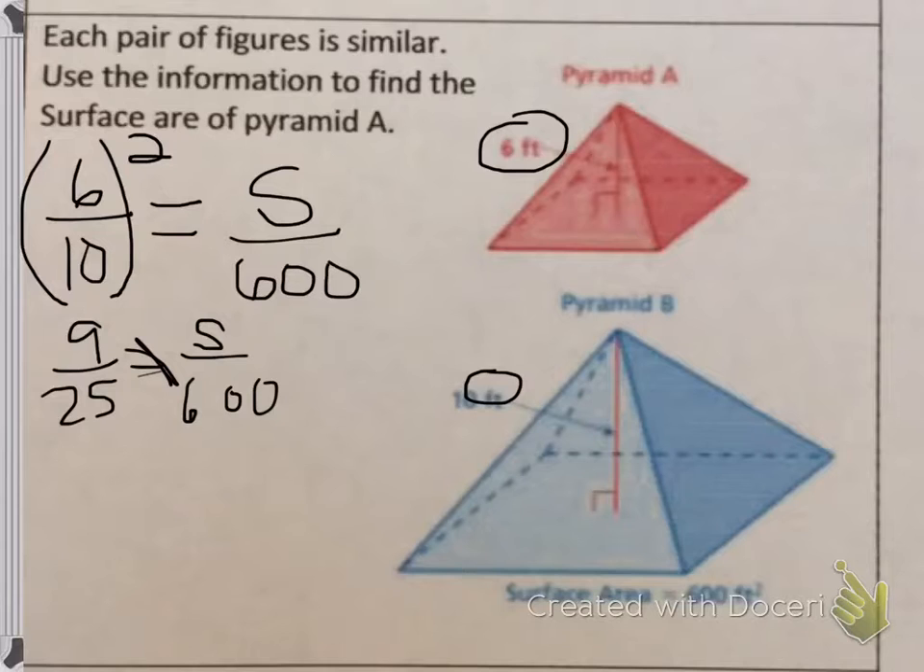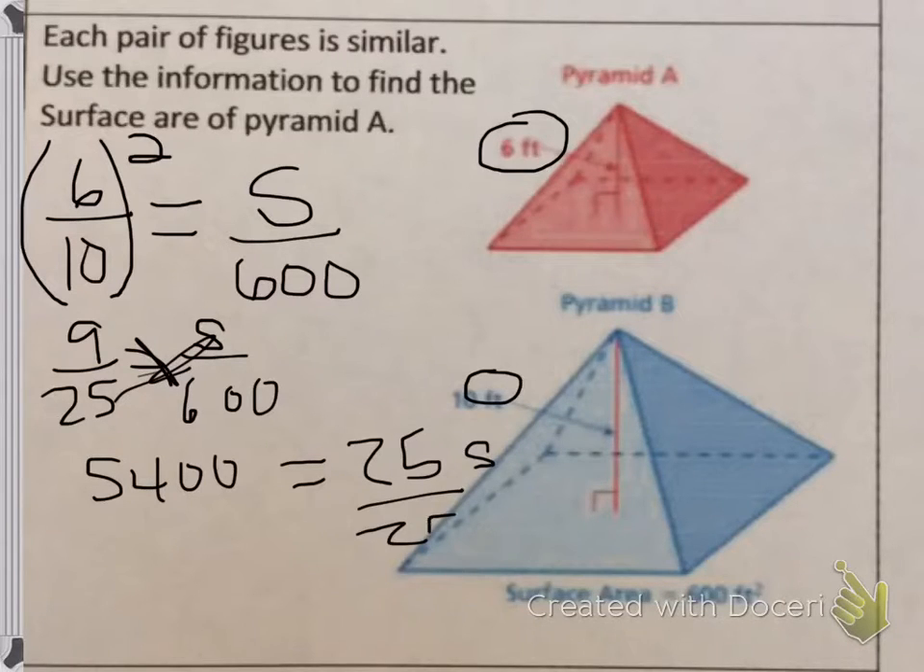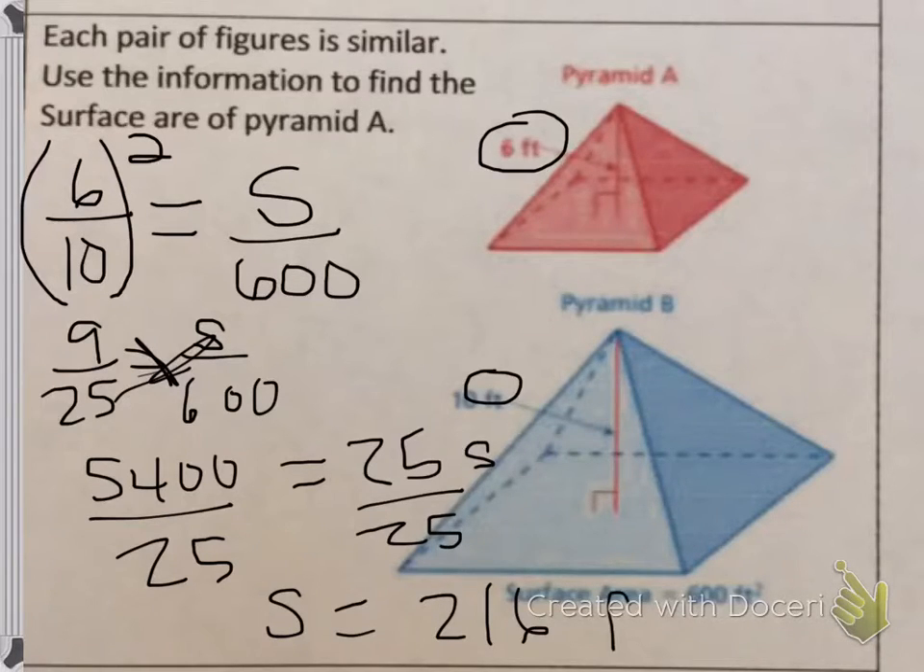And I would cross multiply. So 9 times 600 is 5,400. And then 25S the other direction. I'd have to divide both sides by 25 to solve for this. So 5,400 divided by 25. And when I do that, I get my surface area is 216. It's an area, so it's going to be feet squared.